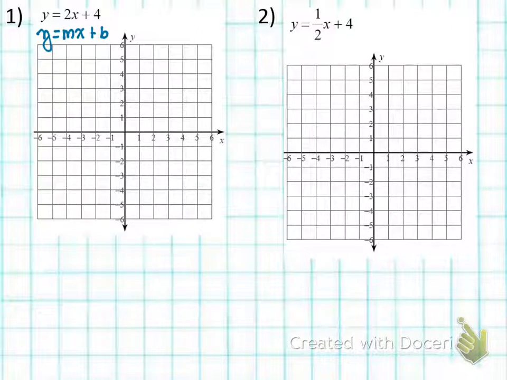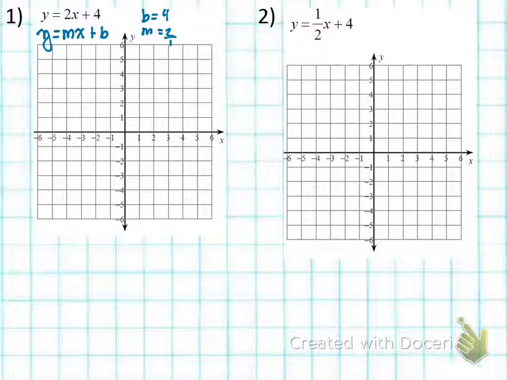So let's start with our b. Our b is in the right place, so it's 4. So b is equal to 4. And our slope is right in front of the x, which is 2. So our m is equal to 2. Okay? And I can make it a fraction by making it 2 over 1. Okay? So since I have those pieces of information, I'm good to go.